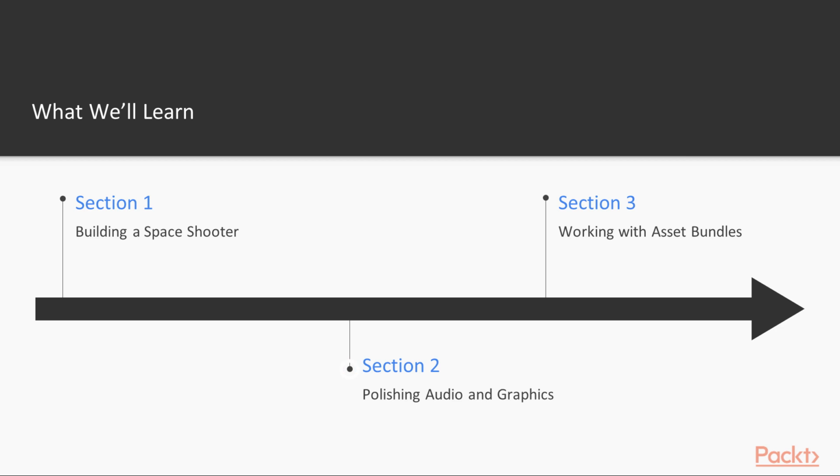And then in section 2, we're going to talk about polishing audio and graphics. We're going to look at the audio system in Unity, using mixers and that sort of thing. And with graphics, we're going to look at some of the settings that we can tweak to make things look better. Then in section 3, we're going to talk about a very important thing, which is working with asset bundles. We'll get into the details of what that is, but essentially asset bundles are a way to download files. It's kind of like a proprietary zip file that we can use to ship downloads to our game once we've launched it, released it actually.